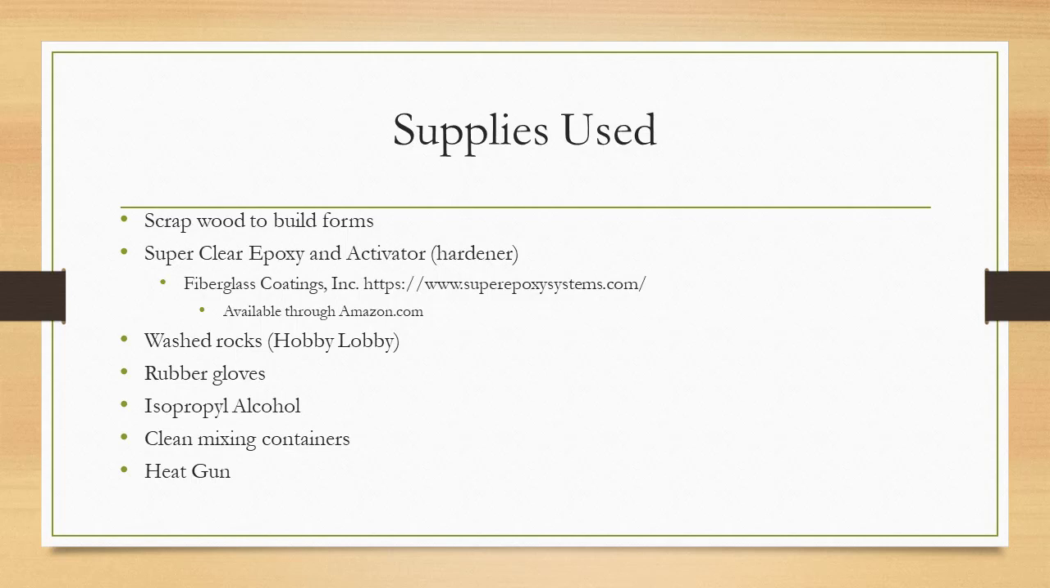And then finally, on this list here, there's a heat gun. So when you put the epoxy in your form, you're going to create air bubbles, which is normal and it's fine. So you take the heat gun and then you just simply place it over the top of your epoxy, and the heat will remove the air bubbles from your project.